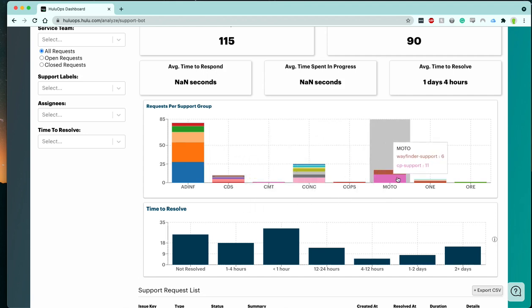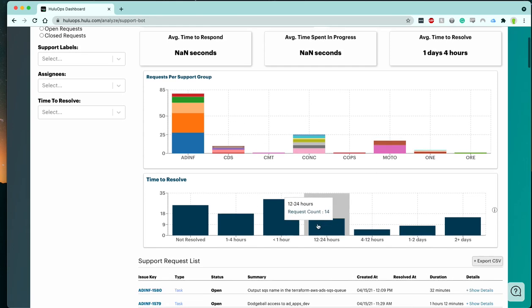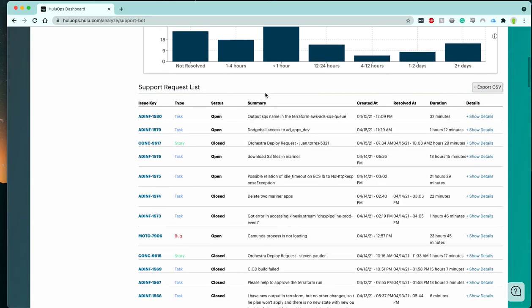I can actually see that the Moto team has onboarded with SupportBot. They've had 6 requests for Wayfinder, and they've had 11 for Content Portal. It's awesome. The average time to resolve, and then you can actually see the tasks that are associated with this.